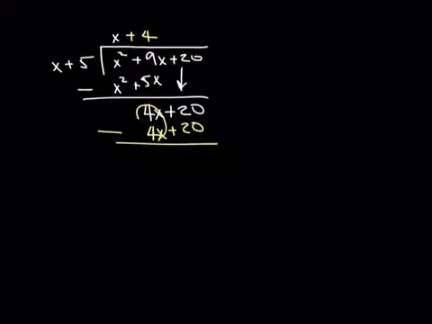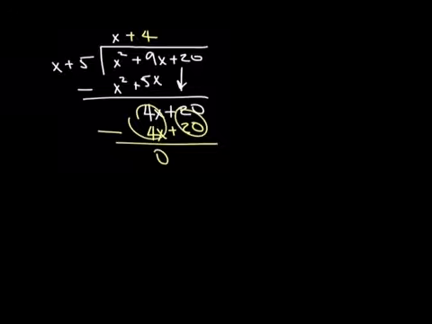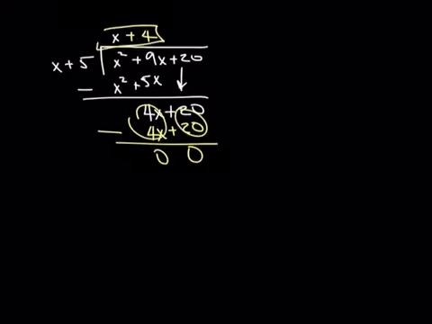Subtract. This minus this is 0. This minus this is 0. This is our answer. There's no remainder, and we're done. Okay, let's look at another one.